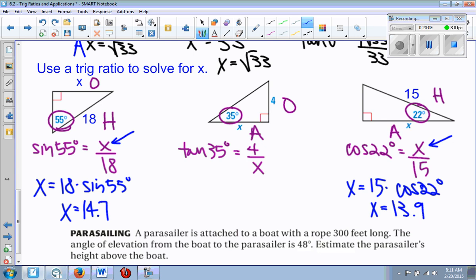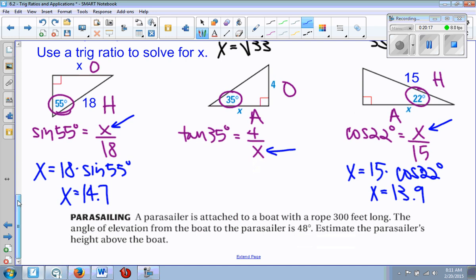Notice in the middle one here, x is not in the numerator, it's in the denominator. Since this one's set up a little different, we're not going to multiply to solve this one, we're actually going to divide to solve this one. So instead of 4 times tan of 35, this one is going to be 4 divided by tan of 35. So rule of thumb, anytime x is in the numerator, we're going to multiply. Anytime x is in the denominator, we're going to divide. Dividing this gives me an answer of 5.7.